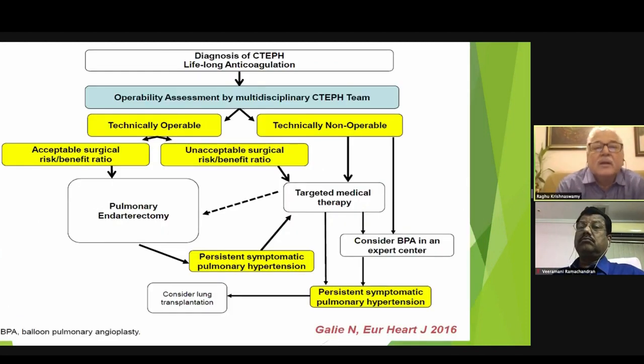This chart shows the operability assessment by multidisciplinary teams. Technically operable patients go for pulmonary endarterectomy, as in one of our patients. Otherwise, you go in for targeted medical therapy, and ultimately, since they respond poorly to vasodilators like primary pulmonary hypertension patients do, they have to be considered for lung transplantation.